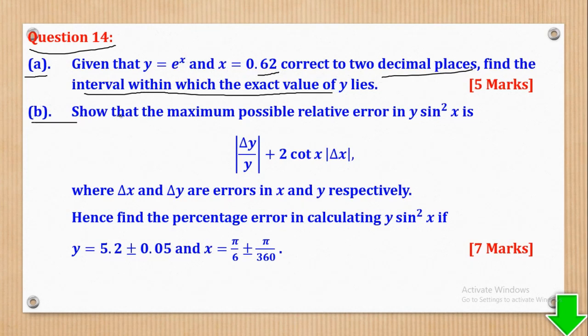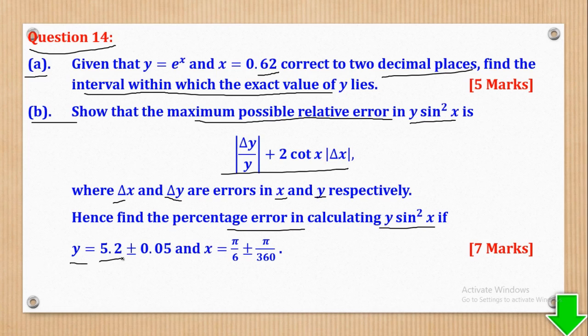Then part B, show that the maximum possible relative error in y equals sine squared x is this, where delta x and delta y are the errors in x and y respectively. Then hence find the percentage error in calculating y equals sine squared x if y is equal to 5.2 plus or minus 0.05 and x is equal to pi over 6 plus or minus pi over 360.